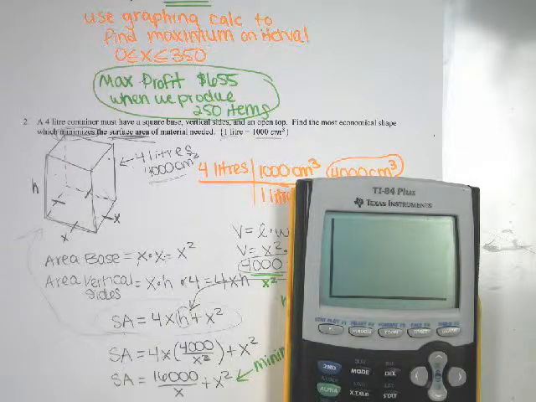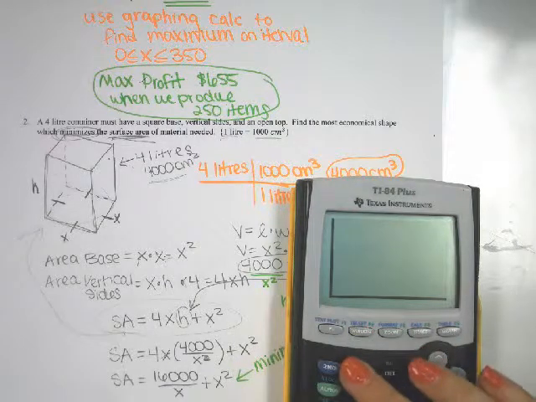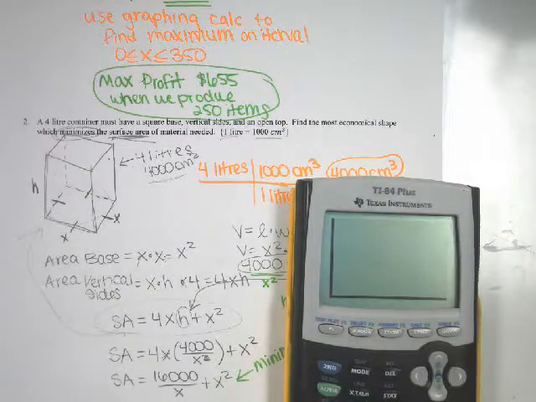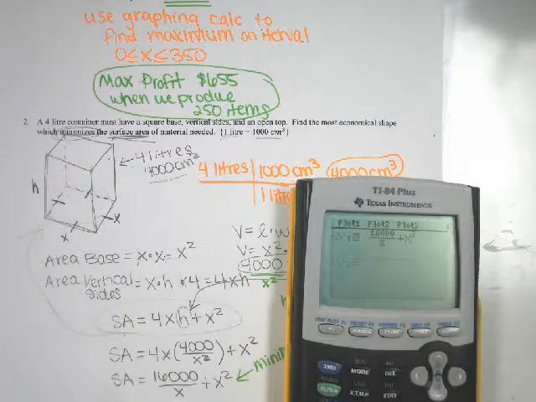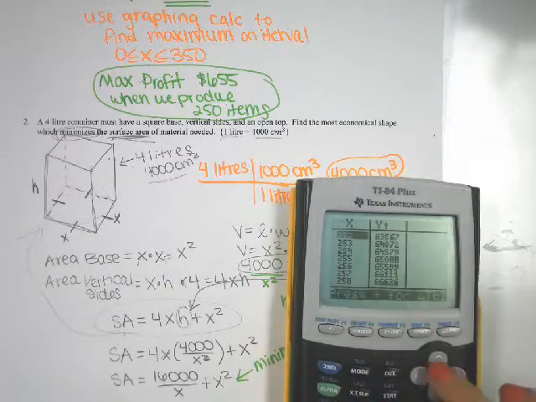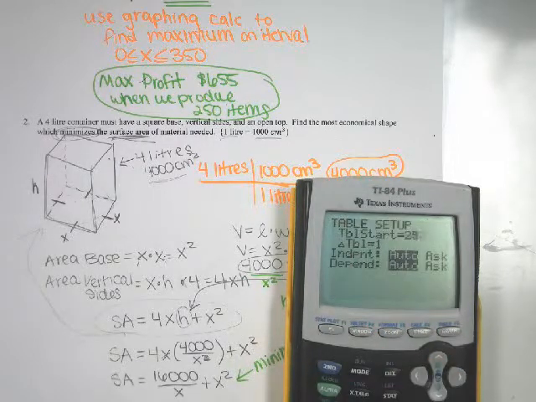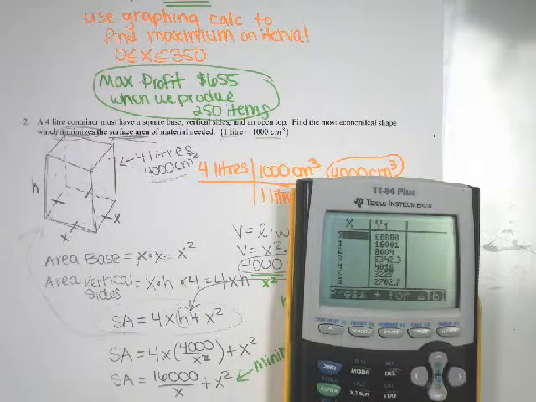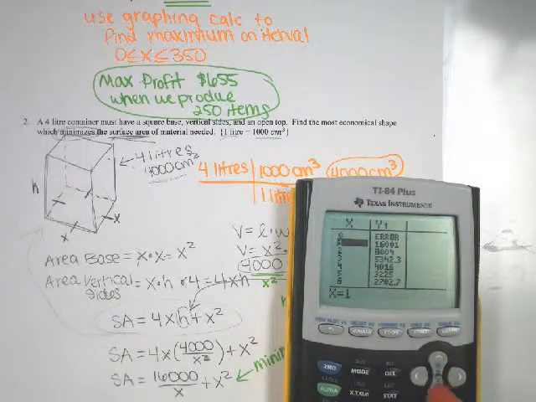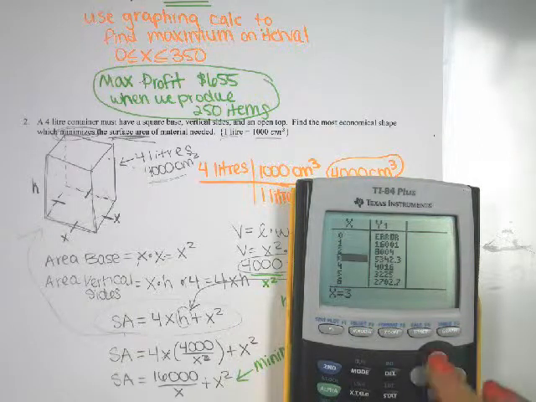I'm having a hard time finding it. Let's see. Maybe we can look at our table. So when all else fails, we can go to our table. There's an error at 0. We're looking for a minimum. We want to minimize our surface area.